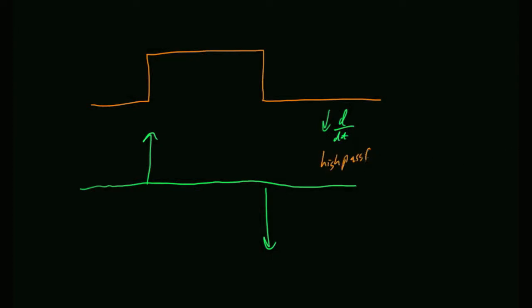So is this like those differentiation and integration op-amps? Yeah, absolutely. A differentiator op-amp is basically a high-pass filter, and an integrator op-amp is basically a low-pass filter.